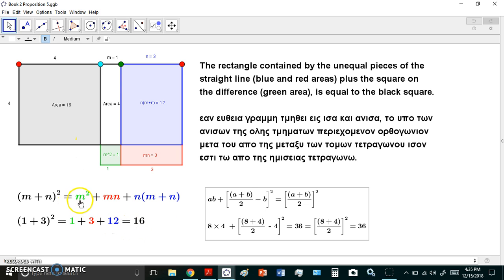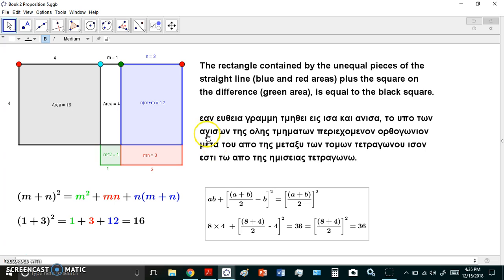And I've shown you here that it's true. If you take this area plus this area plus this area, you'll have 16. It's not true that if you take 4 plus 12 plus 3 that you'll have 16. Nope, because this gnomon here gives you 16 plus 3 is 19, which is not equal to 16, okay?